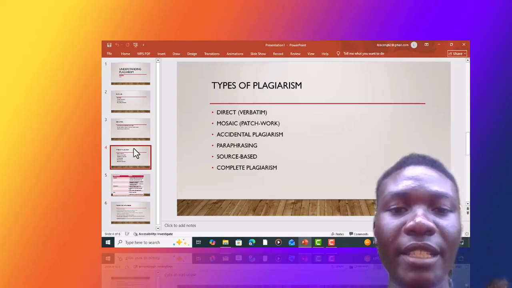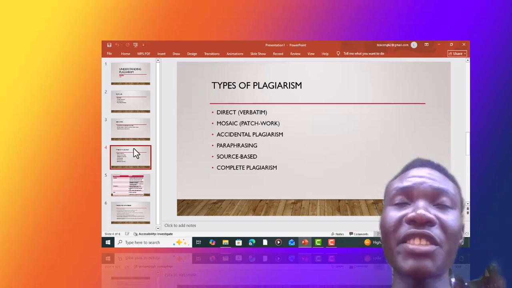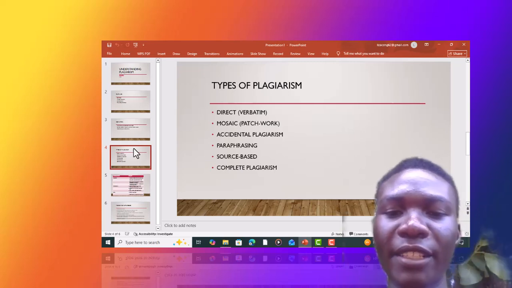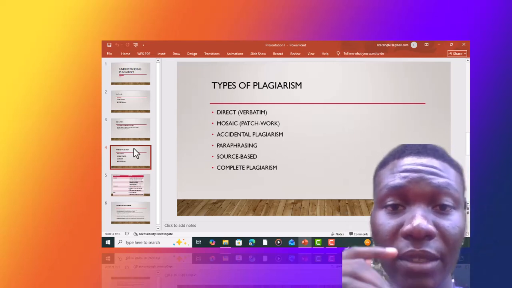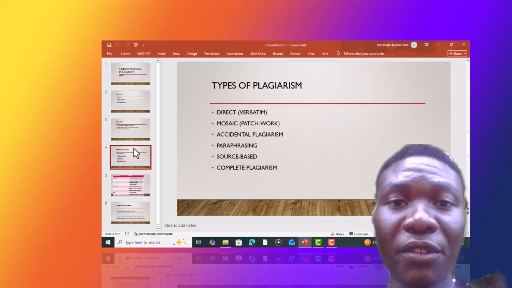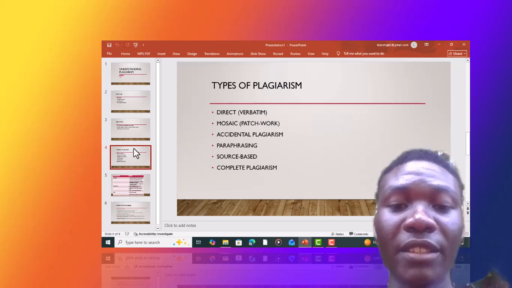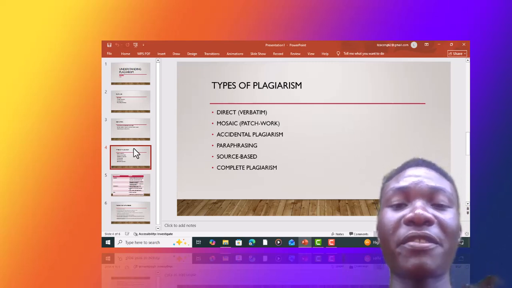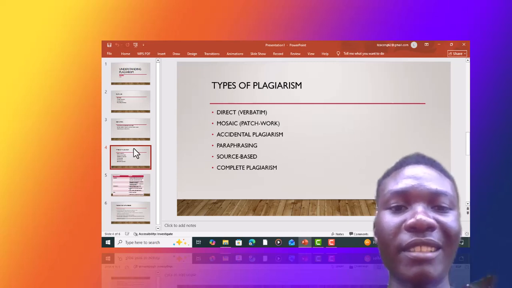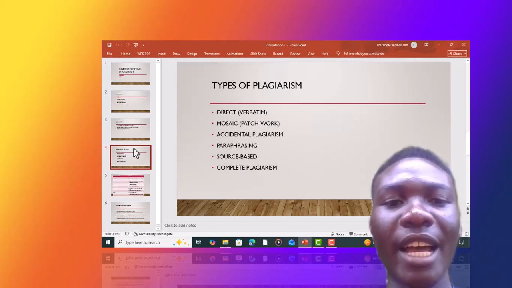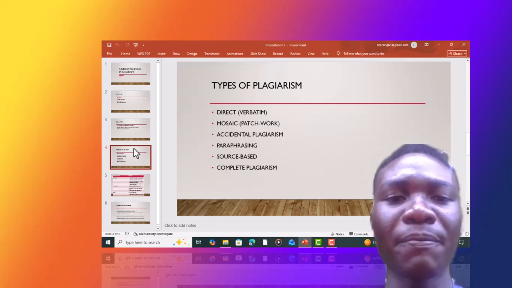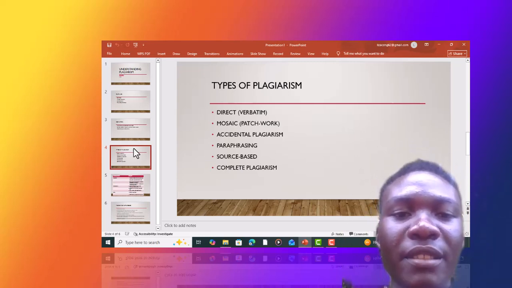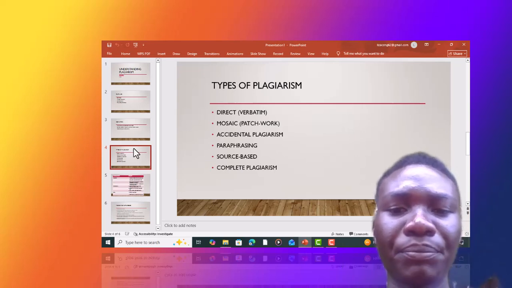Now, what about the accidental plagiarism? Here we talk of unintentionally failing to quote or cite sources of your work. So after carrying out some research, you forget. It is not intentional. You just forget, or you misquote, or improperly paraphrase. So just from the word accidental, it is something unintentional. So that's what we mean by the accidental type of plagiarism.